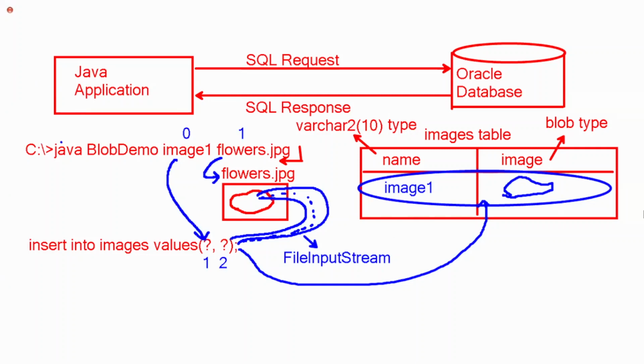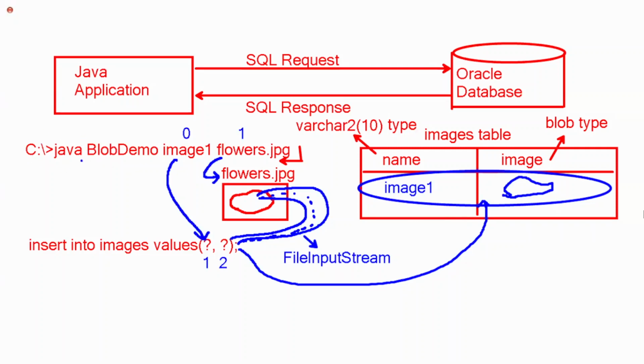So at the command prompt, while executing the Java program, two arguments will be passed. Those arguments are called command line arguments. While executing the program, we can pass arguments. In Eclipse, we have to go to run configurations. We have to set command line arguments. You have to set them. I'll show you.